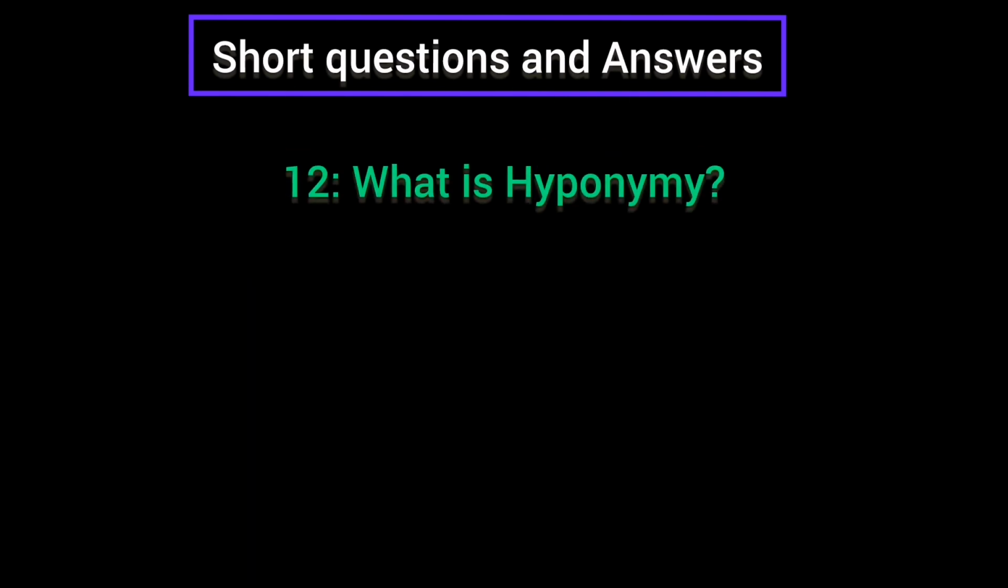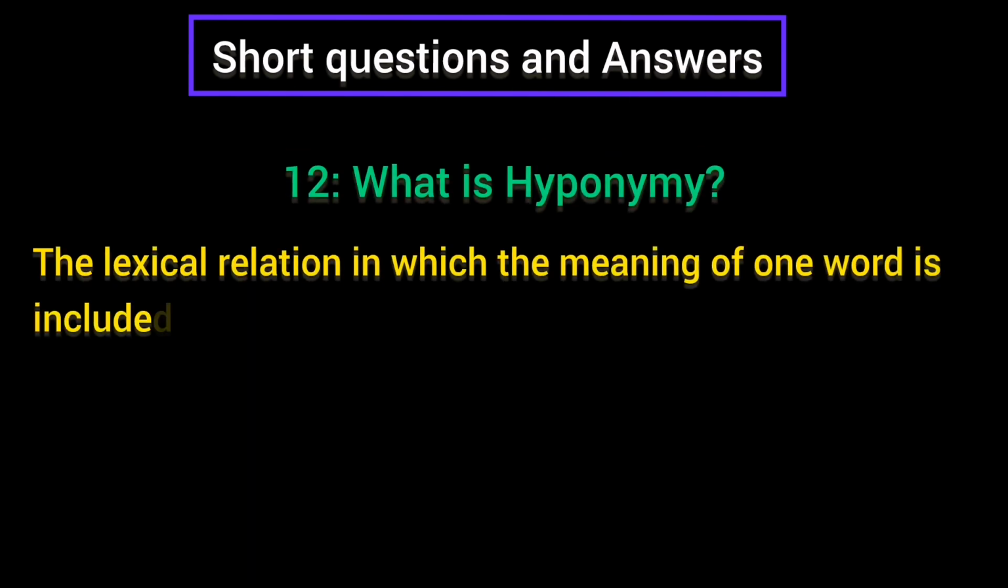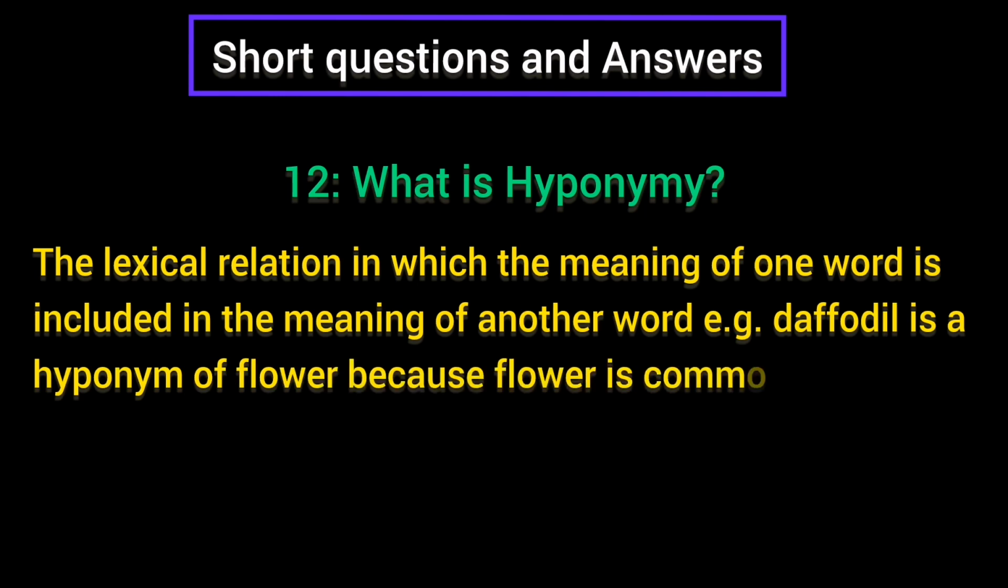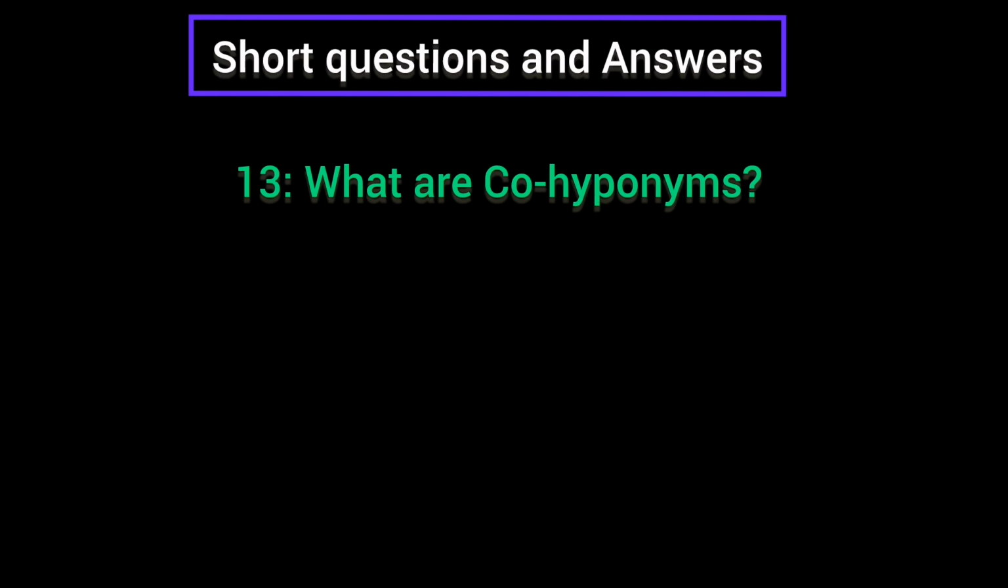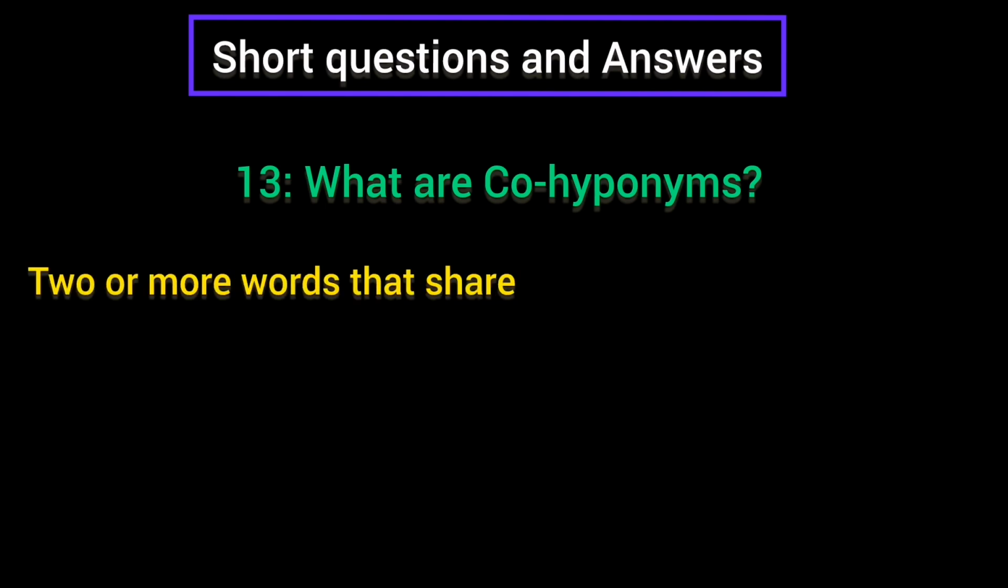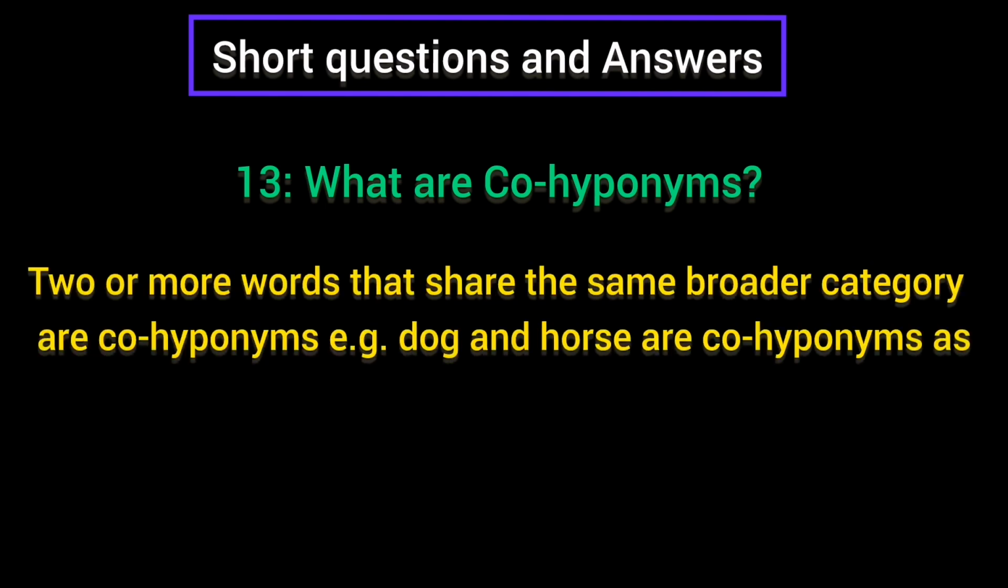What is hyponymy? The lexical relation in which the meaning of one word is included in the meaning of another word. For example, daffodil is a hyponym of flower because flower is common name for different flower. What are cohyponyms? 2 or more words that share the same broader category are cohyponyms. For example, dog and horse are cohyponyms as both are animals.